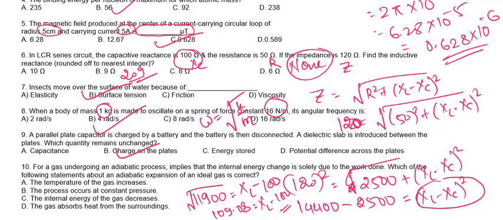For a gas undergoing an adiabatic process, the internal energy change is solely due to the work done. Which of the following statements about an adiabatic expansion is correct? Now adiabatic expansion means dq equal to 0. So I know that dq equal to du plus dw. So du will be equal to minus of dw, है ना. Internal energy and work done पूरा same हो जाएगा. So work done will be equal to the internal energy. So which of the following statements about an adiabatic expansion of an ideal gas is correct? You have to explain which of the following is correct. So there will be change in internal energy. Okay, that is option C. The internal energy will change.